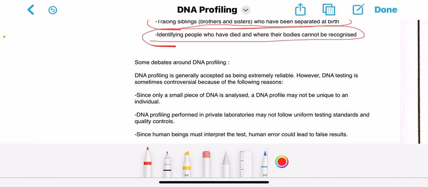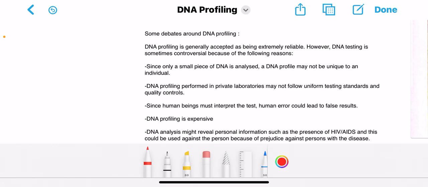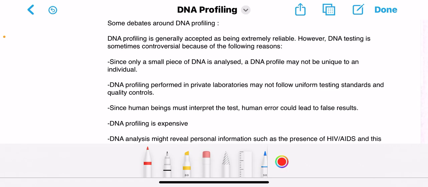Now, what are some debates surrounding DNA profiling? When we say debates, we are speaking about things that hinder the validity of DNA profiling, whether it can be trusted or not. DNA profiling is generally accepted as being extremely reliable. However, DNA testing can sometimes be controversial. DNA profiling is reliable. It can be trusted. It is guaranteed to bring good results.